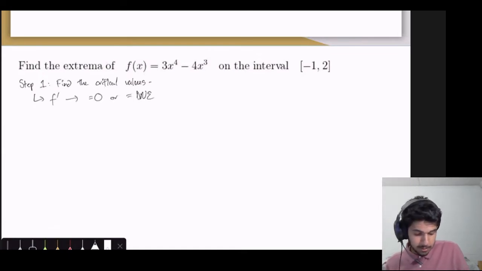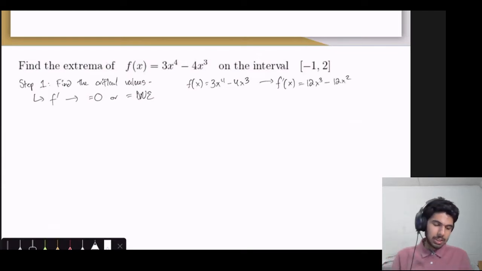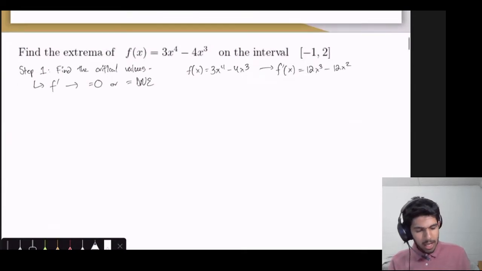So let's do that. We have f of x equals 3x to the 4th minus 4x cubed. So this tells us f prime of x equals 12x cubed minus 12x squared. So that's just using the power rule. And then let's just factor it out a little bit. Just to keep it nice, we can factor out a 12x squared term from both of these, and we get something like this.